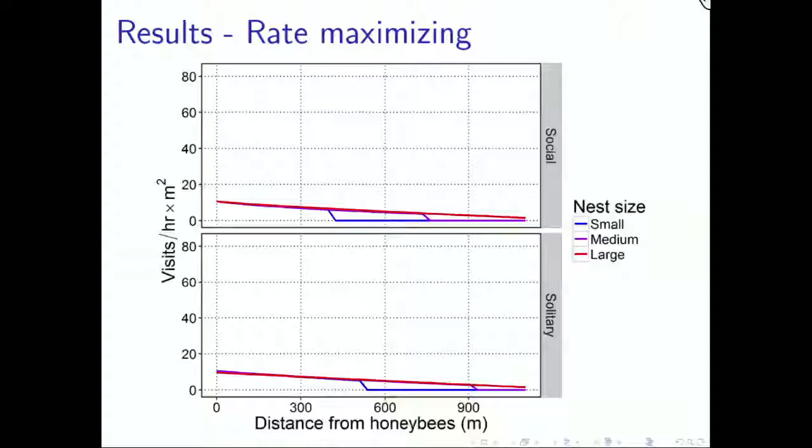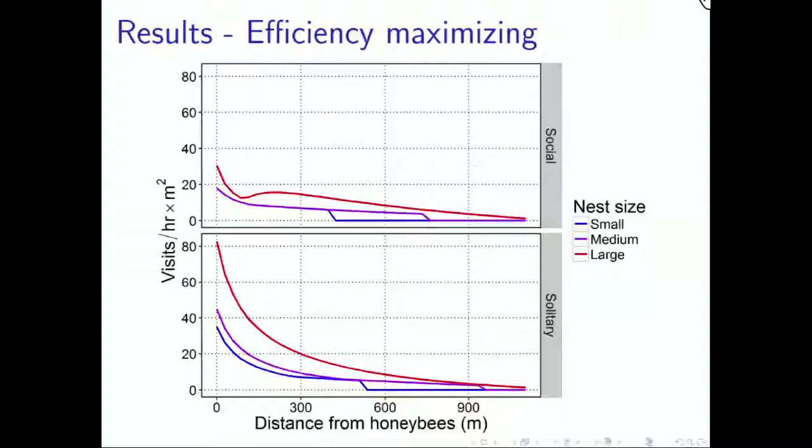Now for efficiency maximizing, it looks completely different. This is because they have to optimize their own load size as well as where they're going. And that leads to these completely different expectations here. You do get a bit of an upturn at the edge of the field, but then you also get this cutoff going on. I'll just go back and forth between these two, so you can see what the difference is between the efficiency and the rate maximizing.